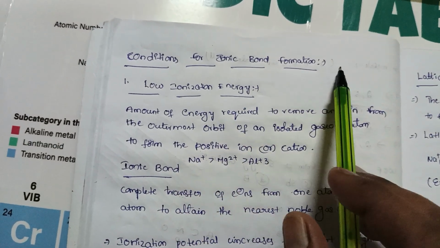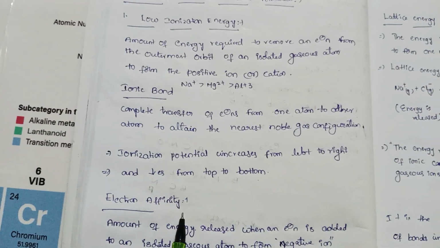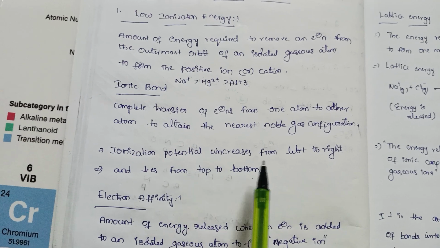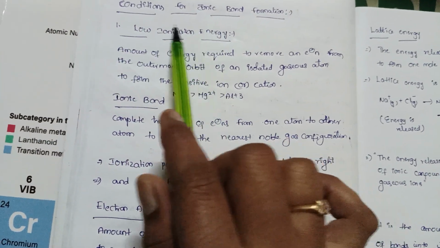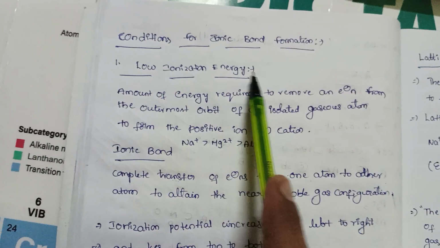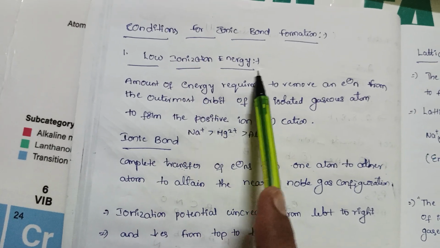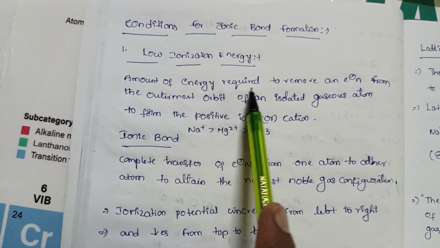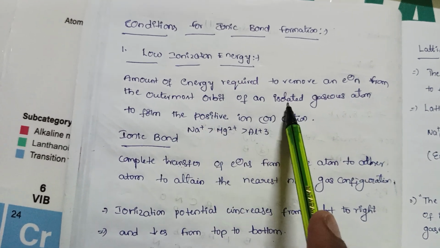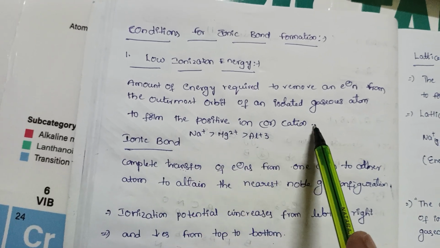Conditions for the ionic bond formation: low ionization energy, electron affinity and lattice energy. These are the parameters favorable for the formation of ionic bond. First, ionization energy or ionization enthalpy. Definition of ionization energy: the amount of energy required to remove an electron from the outermost orbit of an isolated gaseous atom to form the positive ion or cation.